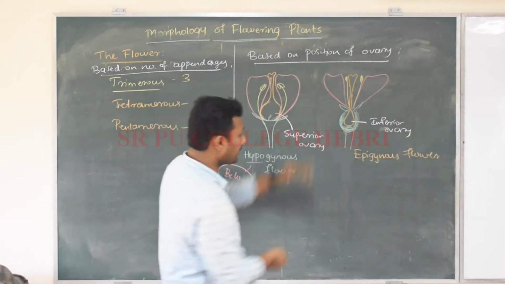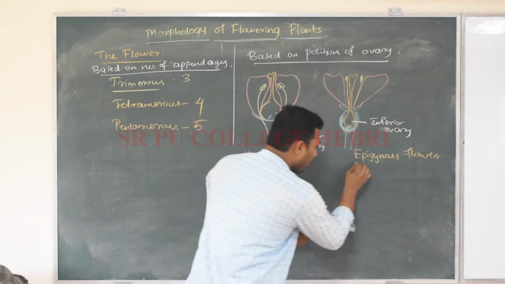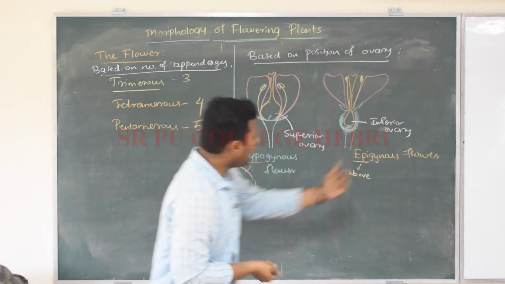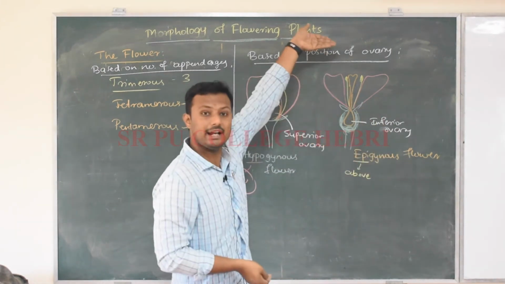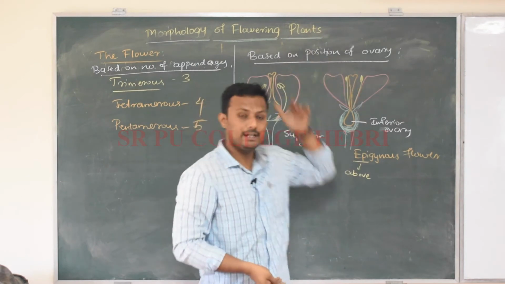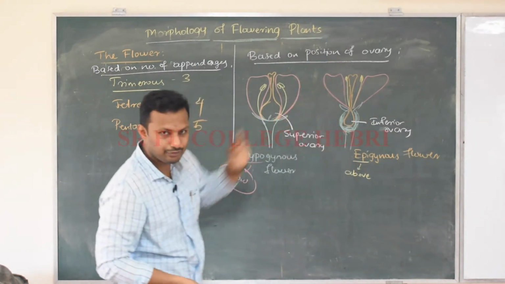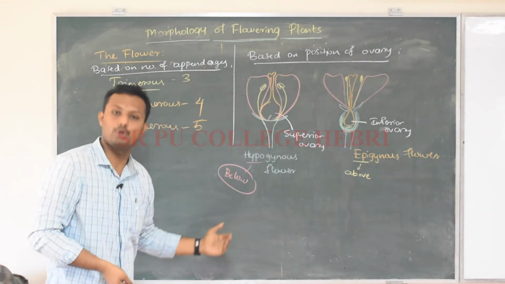Epigynous: epi stands for above. Above what? Gynoecium. The flower is arising above the gynoecium. That is why it is called an epigynous flower. Okay? An inferior ovary means an epigynous flower, and a superior ovary means a hypogynous flower.